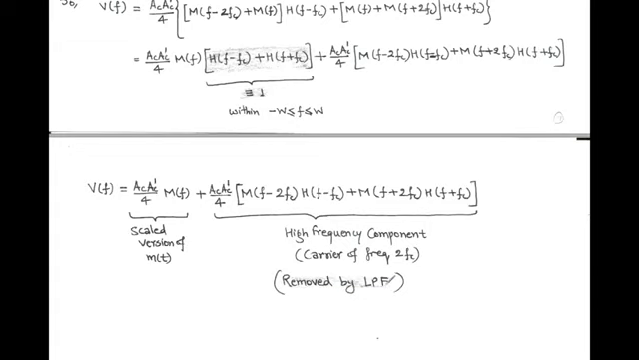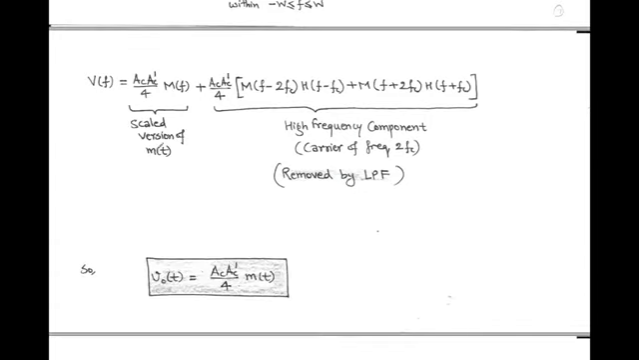So after passing through a low pass filter, we get an output that is v0(t), that equals Ac' upon 4 into m(t), and this is called a scaled message signal having amplitude Ac' upon 4, and this equation is in time domain.